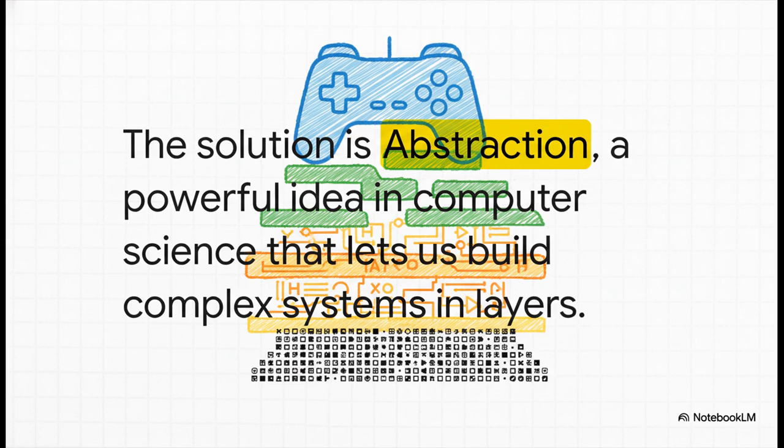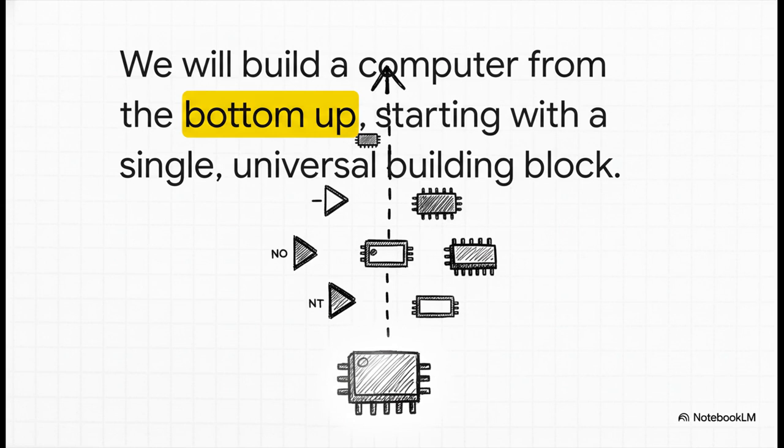Well, the solution is one of the most powerful, most elegant ideas in all of computer science. It's called abstraction, and you use it every day. Think about driving a car. You just press the gas pedal, right? You don't need to know anything about internal combustion engines or fuel injectors to make it go. That's abstraction. It's this brilliant idea of building things in layers, where each new layer completely hides the messy complexity of the one below.